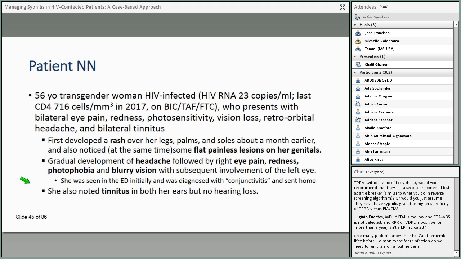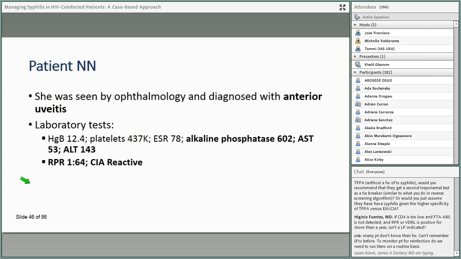So RJ is treated intramuscularly with benzathine penicillin times 1. A CSF exam is not performed. Signs and symptoms resolve within 14 days. He is thankfully cured of his early syphilis. We'll come back to RJ in just a bit. Let's move on to another patient.